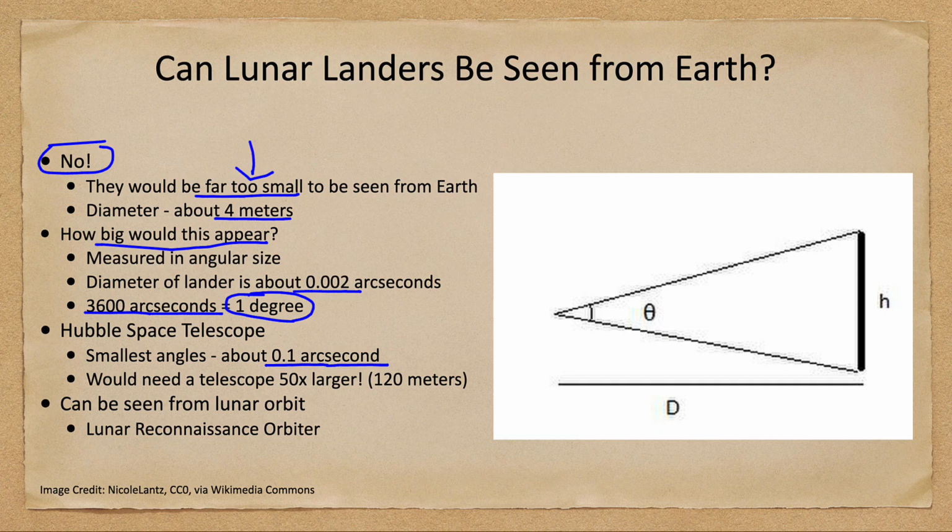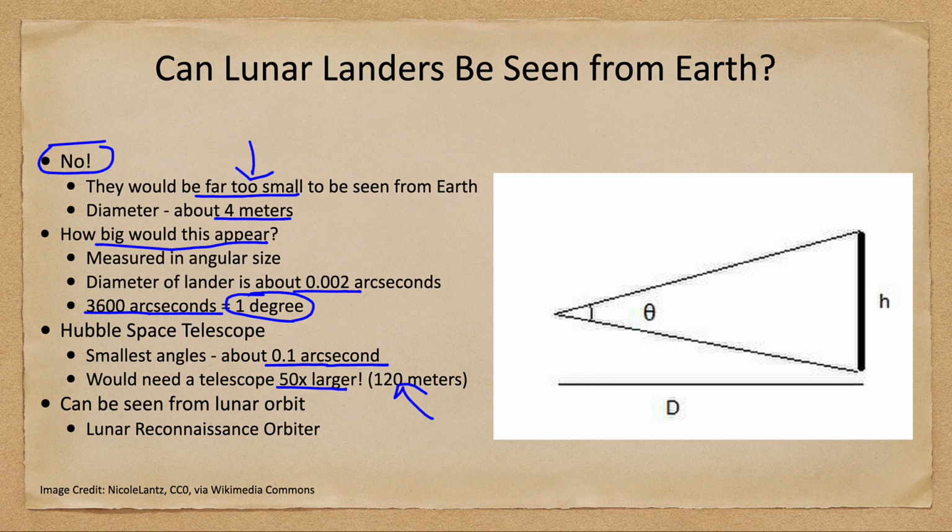We need to be able to see even smaller things for Hubble Space Telescope to be able to resolve the lunar landers on the moon. And in fact, you can see it's about a factor of 50, so you would need a telescope about 50 times larger, or about 120 meters, much larger than any telescope on Earth, much larger than any telescope we've built or even have planned. So that would be the problem, and that would be the minimum telescope to just barely be able to resolve something that size. To really be able to see it, you would need something much, much larger than that.